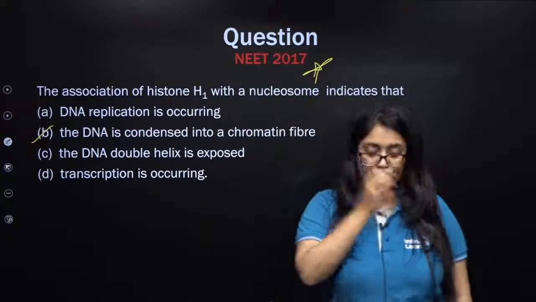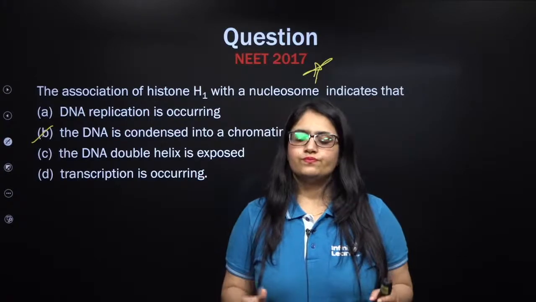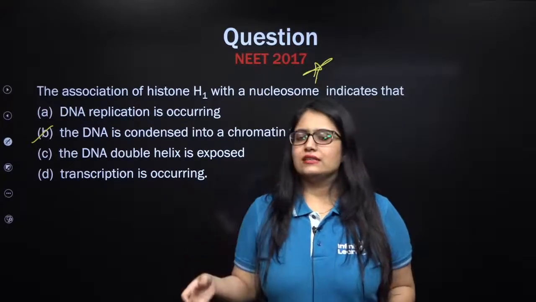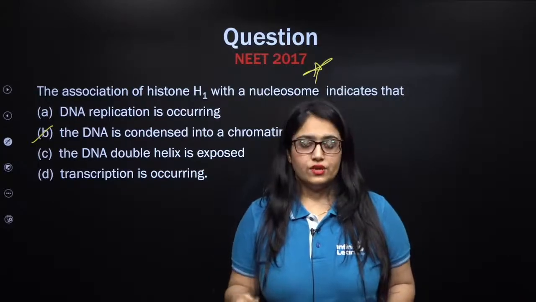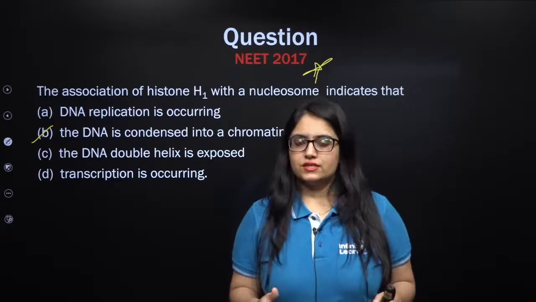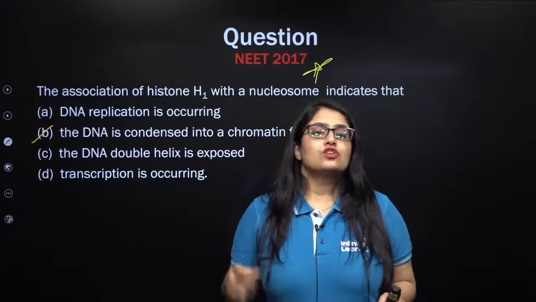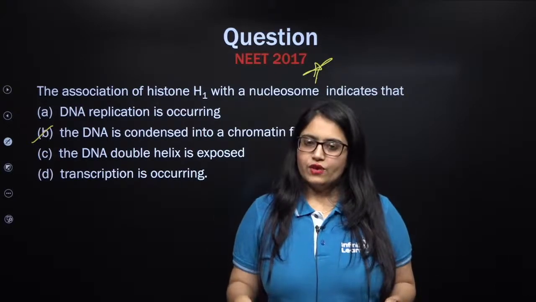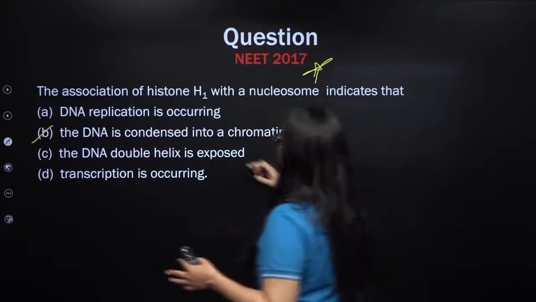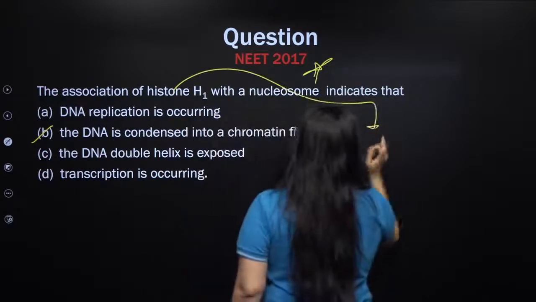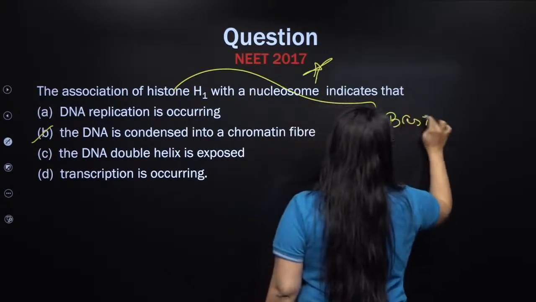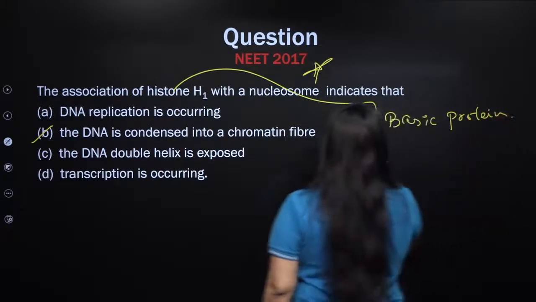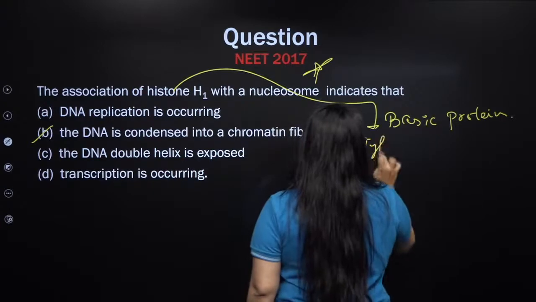What you want to remember from here, my dear students, is that in a eukaryotic cell, packaging of DNA takes place with the help of histone proteins. What are histones? They are basic proteins, right? And histones are actually of 5 types: H1, H2A, H2B, H3 and H4. Let us revise a little about histones. They are basic proteins, and there are 5 types.